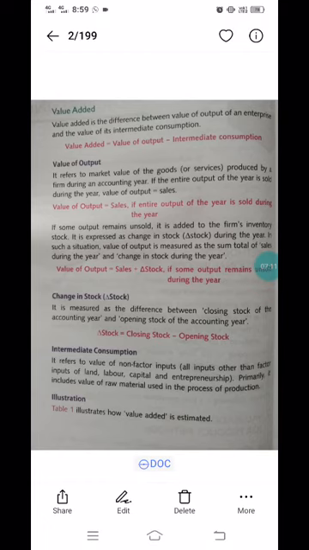In the third chapter, we discussed what intermediate consumption is, and now we will discuss what value of output is. It refers to the market value of goods and services produced by a firm during an accounting year. It means how many goods and services are produced by an enterprise during an accounting year.